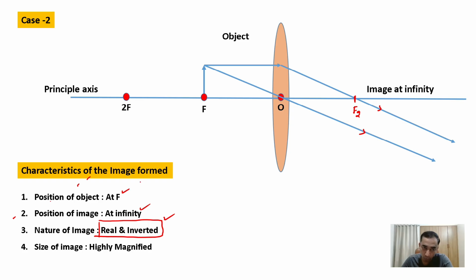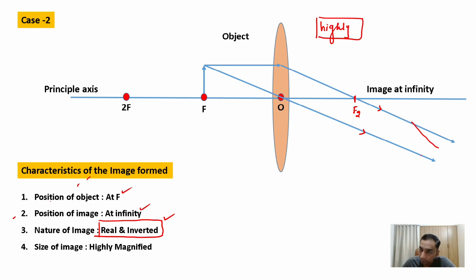Now the object is of course kept at F. Please remember that when the object is at infinity or the image is at infinity, under those circumstances you will use the word highly, whether highly magnified, highly enlarged or highly diminished. The word highly has to be used only when the object is at infinity or the image is at infinity. So here the image is going to be very, very big, and that's due to this reason.